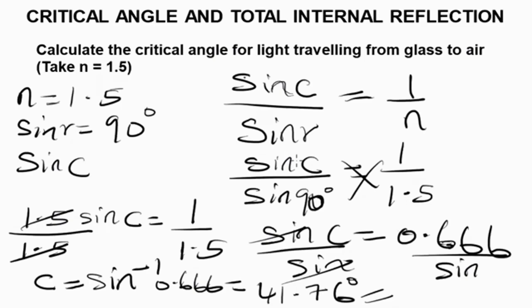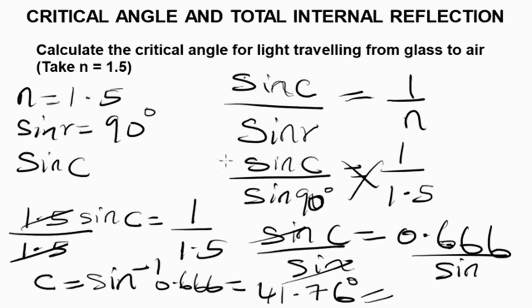Again, note that there are 2 main conditions necessary for total internal reflection to occur. 1, light must travel from denser to less dense medium. 2, the angle of incidence in the denser medium must be greater than the critical angle. So these are two necessary conditions for total internal reflection to occur.